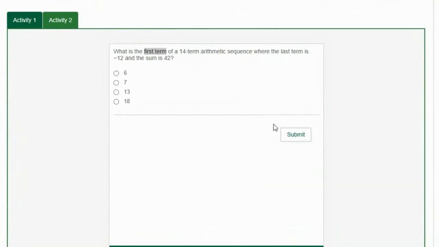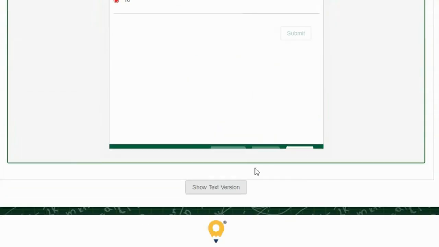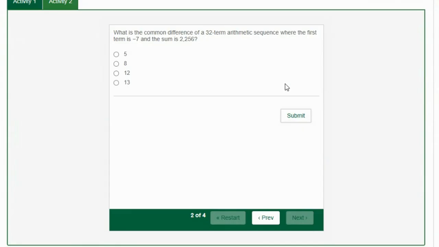That's a good one. So what did we say it was? 18? Correct. And then it shows you how to work. So there are 4 of those problems. What's the common difference? This one doesn't give the common difference, but you have the sum and you have the first term. So you use the second formula to find out what the common difference is.